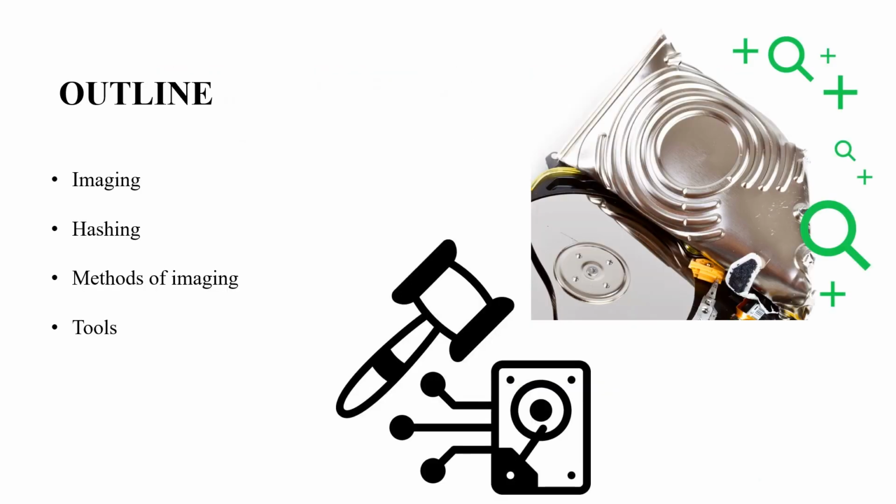In the first part of our practical session, we will focus on disk imaging, and for that purpose, we'll use FTK Imager tool to create a disk image. In the second part, we will shift our focus to analysis and recovery. For that, we will use Autopsy tool. Before that, we will see what is disk imaging, hashing, methods of imaging, and tools.